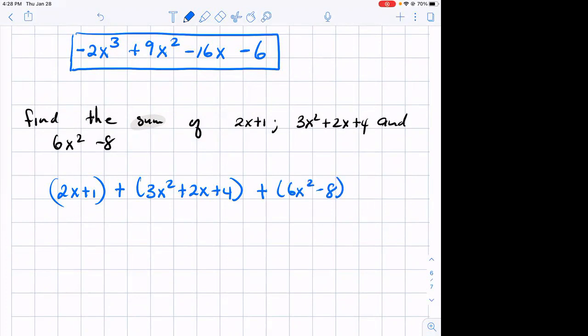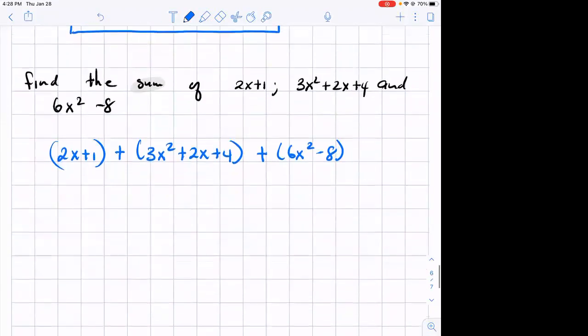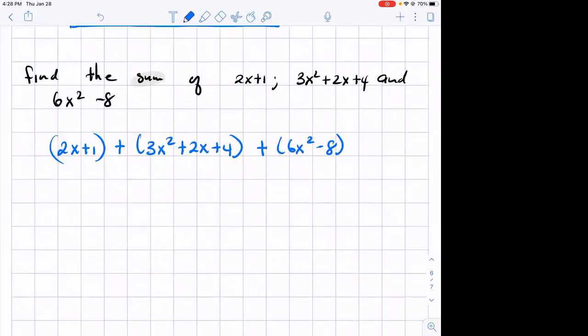So you could have many polynomials that you can sum up, okay? And then we look on the outside, which is a plus 1. As I said, distributing plus 1 doesn't change anything. So that's 2x plus 1. Distributing this plus 1 here doesn't change, so plus 3x squared plus 2x plus 4. And distributing this plus 1, we have plus 6x squared minus 8.